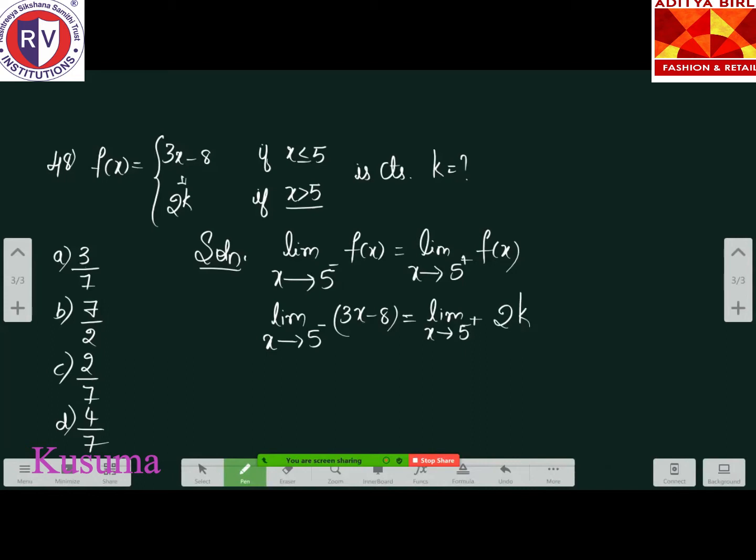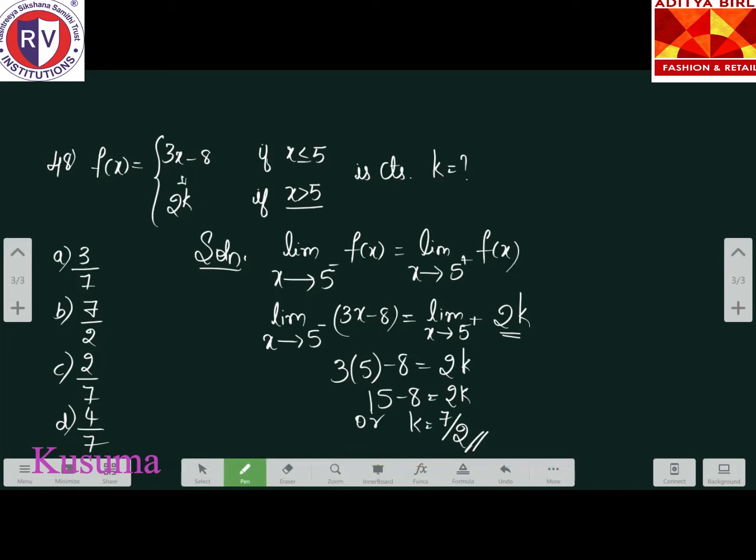Now let us apply the limit values. That is 3 into 5 minus 8 will be equal to 2 into k, right? There is no x here. 2k will be a constant. Therefore, 15 minus 8 is equal to 2k, or k is equal to 7 by 2. So this is the value of k, provided the given function is continuous. So this is your option B.